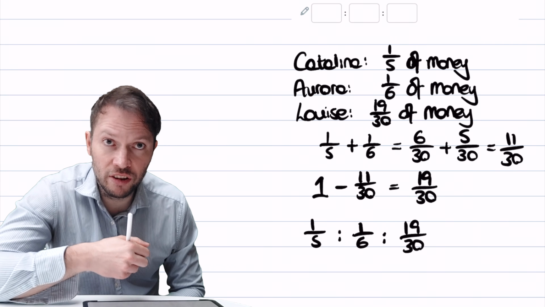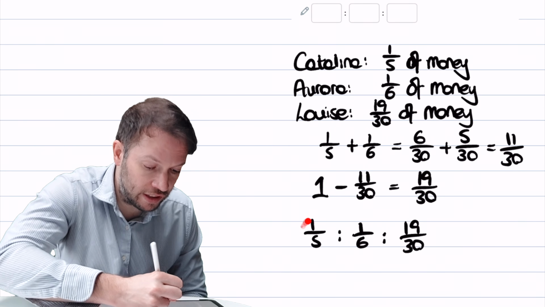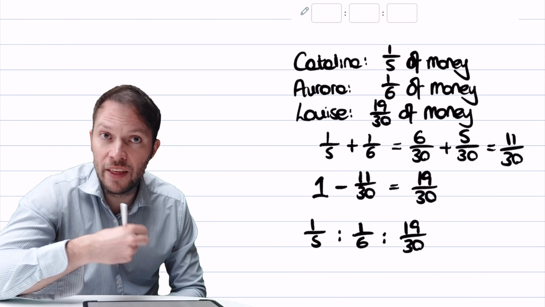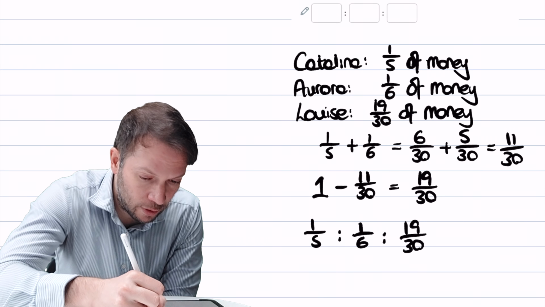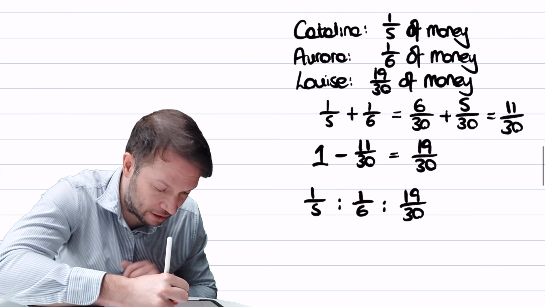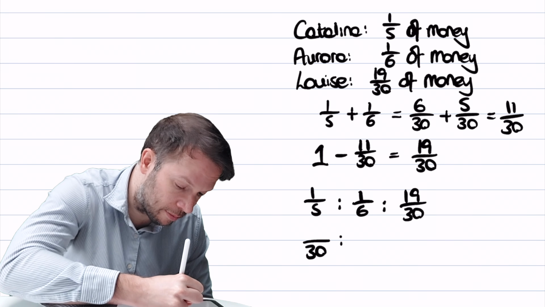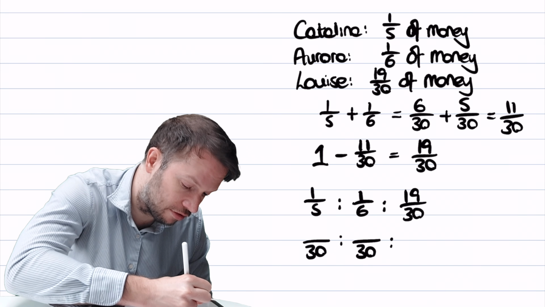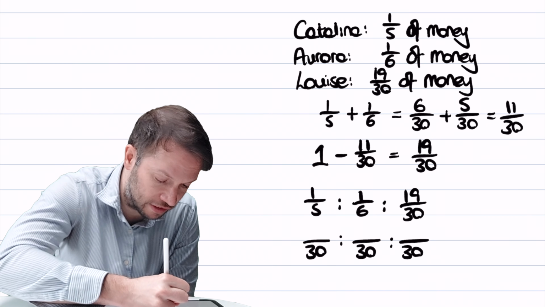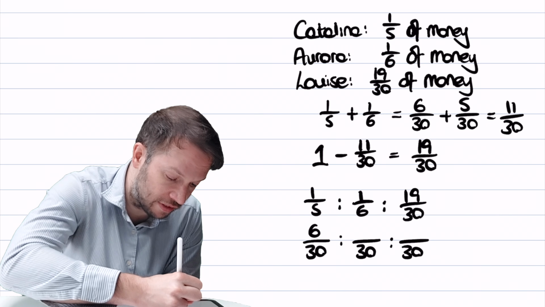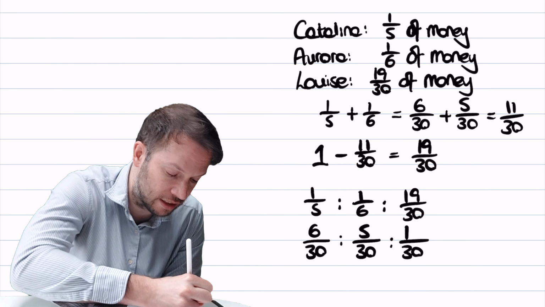Now remember, with ratios, we can always times all of these parts by the same amount, and that keeps the ratio the same. Now, if I make both of these first amounts over 30, then it's going to make it easier for us to scale these ratios because 1/5 is the same as 6 30ths, 1/6 is the same as 5 30ths, and that's 19 30ths.